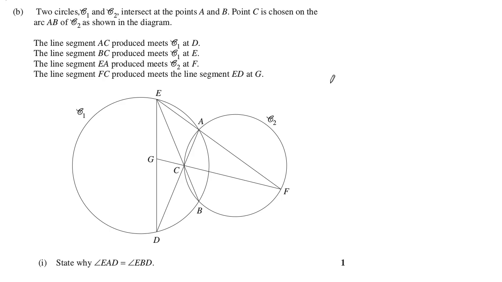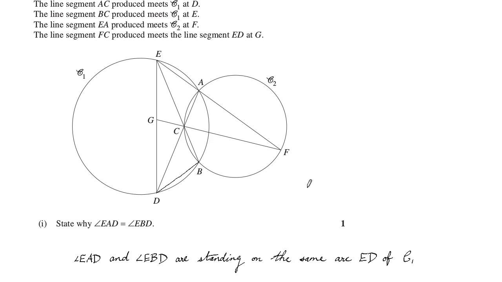Part B. So we want to know why EAD, which is this one, is equal to angle EBD, which is here. So let's draw that line in. Well, you can see that they're both standing on this arc ED, so we just need to state that. And you should also say what circle you're talking about, since there's 2 circles in the problem. So you would say something like angle EAD and angle EBD are standing on the same arc ED of C1.